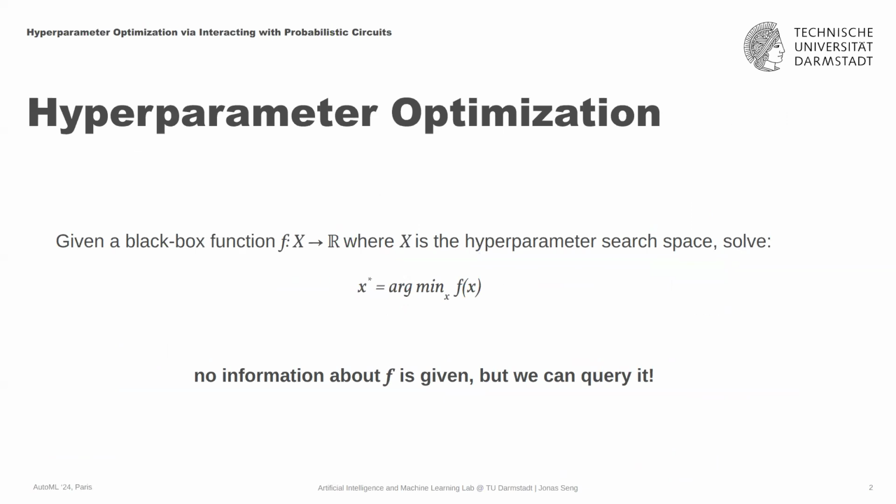Hyperparameter optimization is a well-known task where we are given a black box function f and a search space x, and the aim is to minimize that black box function. However, we do not have any information about f, so we cannot use, for instance, gradient-based optimization methods. However, we can query f in order to evaluate configurations.